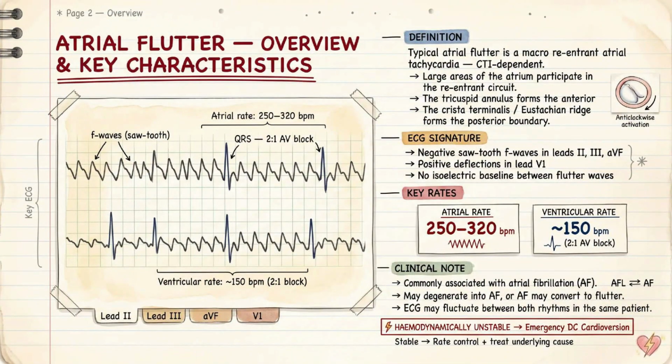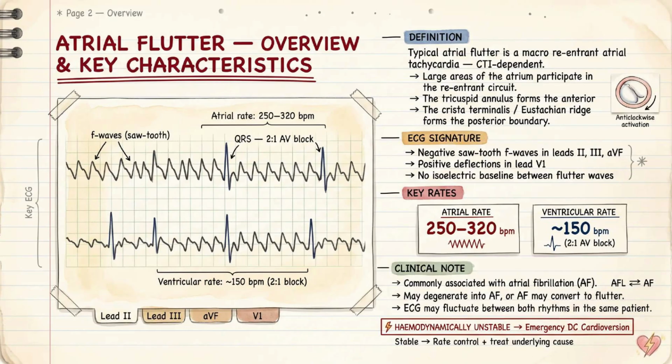Now, look at the sketch on your screen. When you see that classic sawtooth pattern, your diagnostic brain should click immediately. Atrial flutter is a macro re-entrant tachycardia. What does that mean for the patient? It means the atria are firing at incredible speeds, usually between 250 and 320 beats per minute.